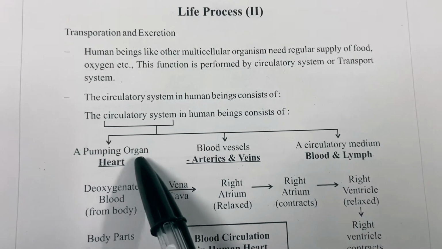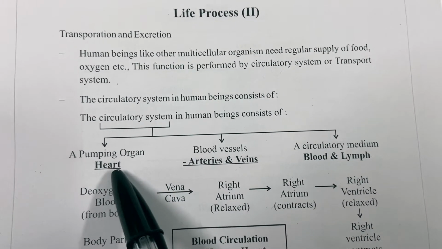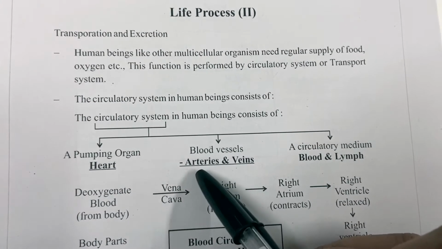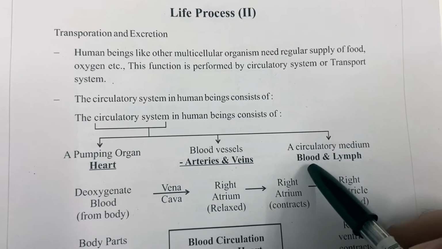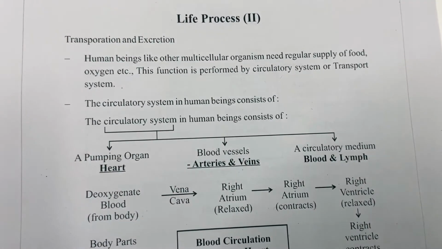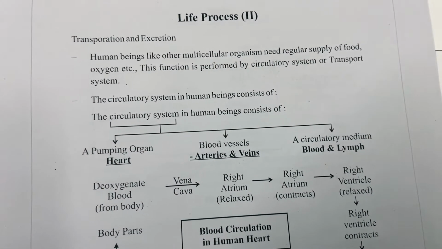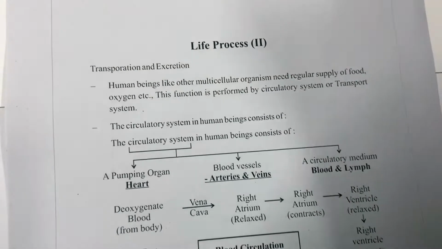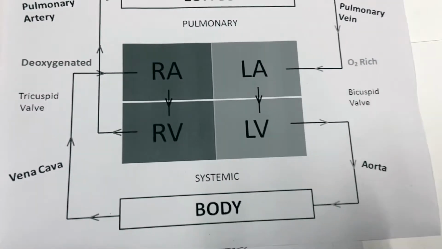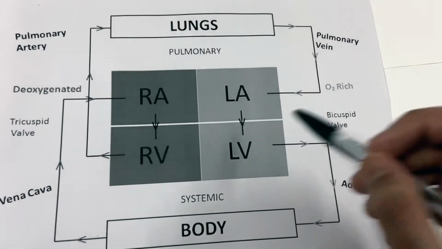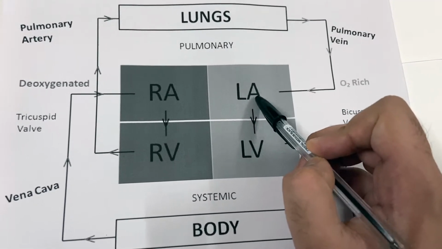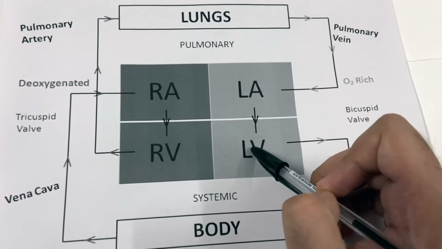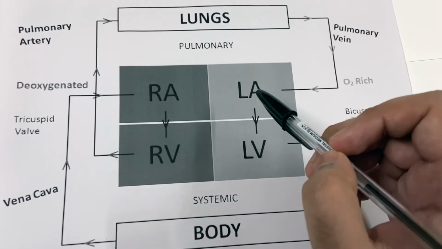Number one, a pumping organ that is heart, blood vessels that are artery and veins, and a circulatory medium that is blood and lymph. Now let us study the structure of heart in detail. So the heart consists of four chambers that are right atrium, right ventricle, left atrium and left ventricle. So we have four chambered heart.